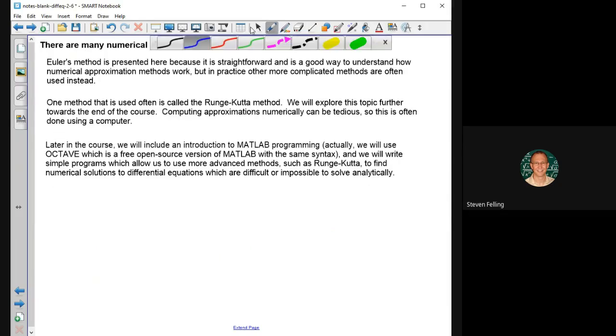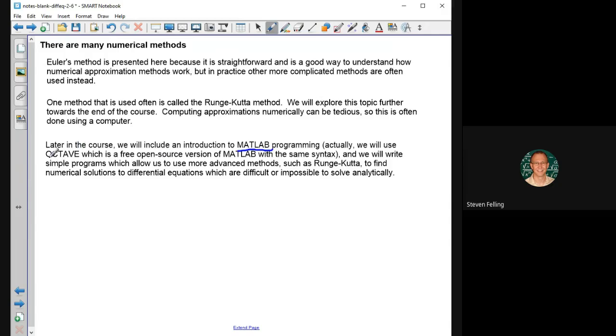Probably the most common one is called the Runge-Kutta method. It's named after two German mathematicians. And we'll explore that a little bit further when we get to the very end of the course and we revisit numerical methods here. We're actually going to learn the MATLAB programming language, just enough to be able to program in a differential equation so that we can have it produce a solution curve so that we can answer questions.